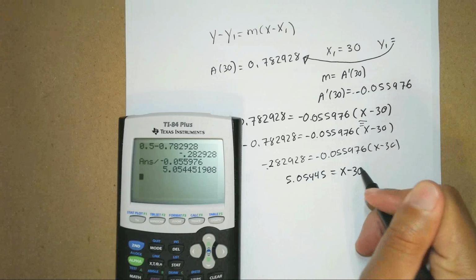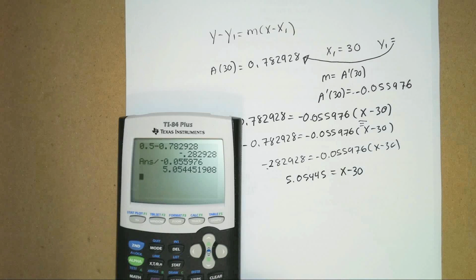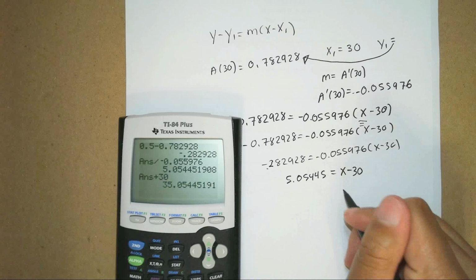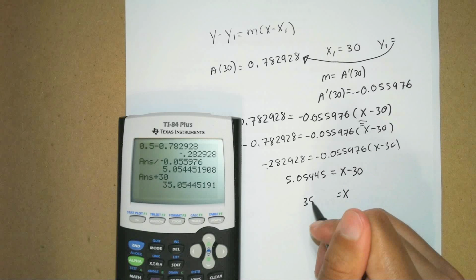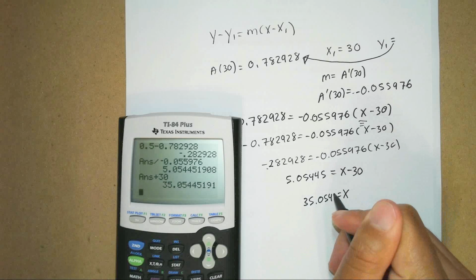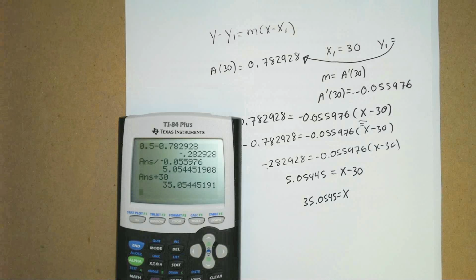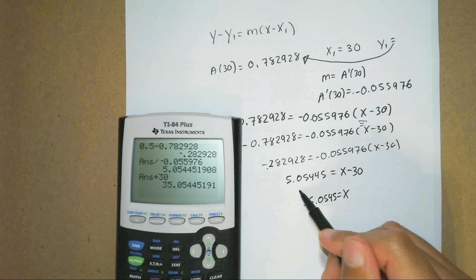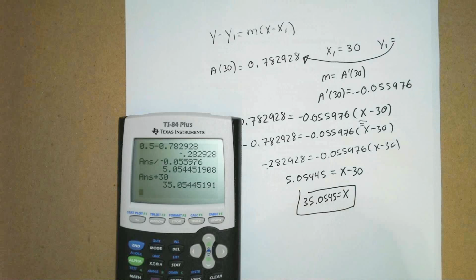But my goal is to solve for this x, so I'll add 30. And that's going to give me x is equal to 35.0545. Round to 4 decimal places. That's my answer. That is the time for when my linear approximation is going to be 0.5 pounds of grass, 35.0545. And that's your answer. And that right there will give you your 9 points to this first question.